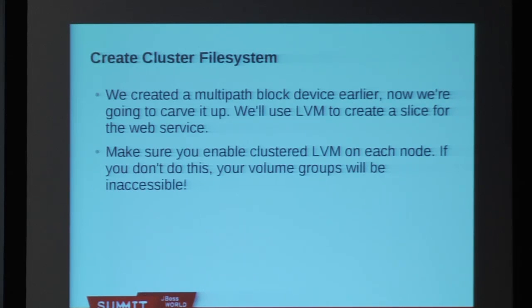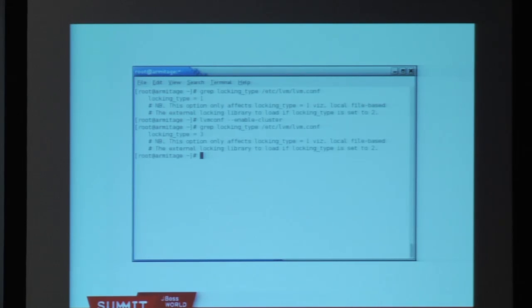I'm going to make sure that I've enabled clustered LVM on each one of the nodes. The way that I can do that is I look in the /etc/lvm/lvm.conf file, and I see that the locking type is set to 1. That is individual host locking. So I run the command lvmconf --enable-cluster, and it changes the locking type to 3. You can either vi the file or just run the command.